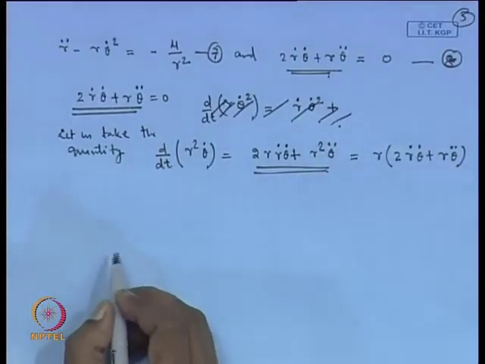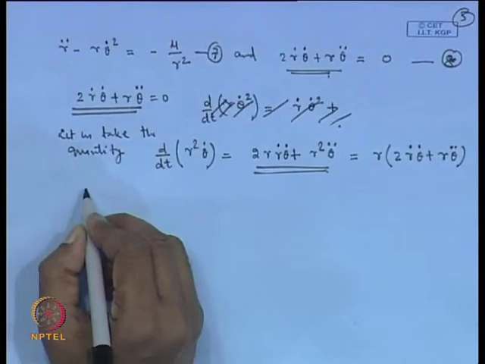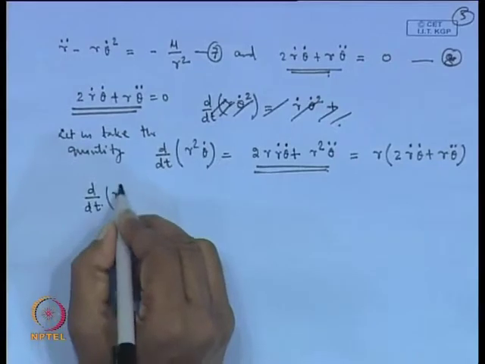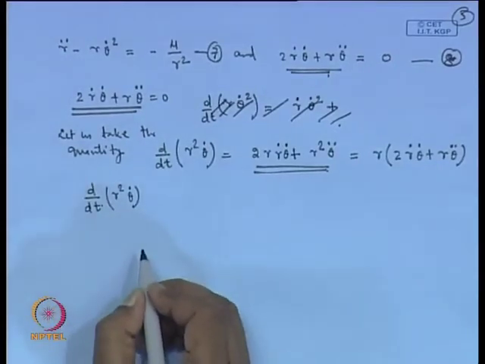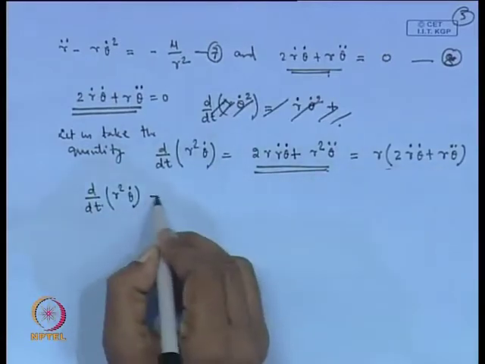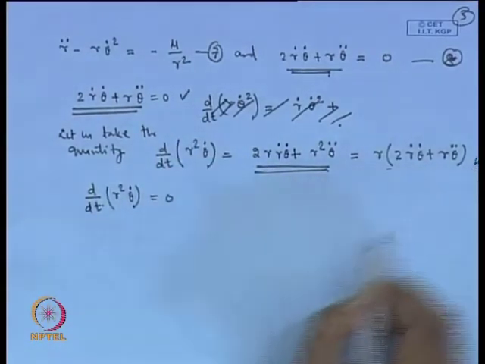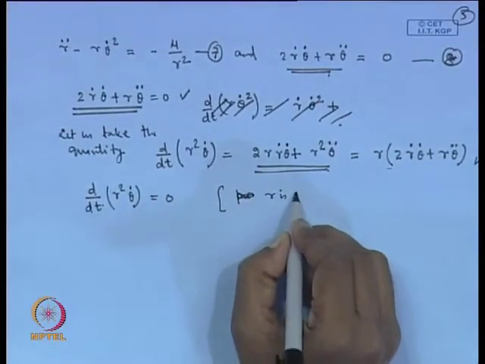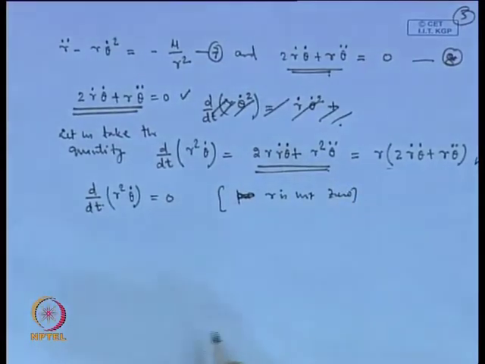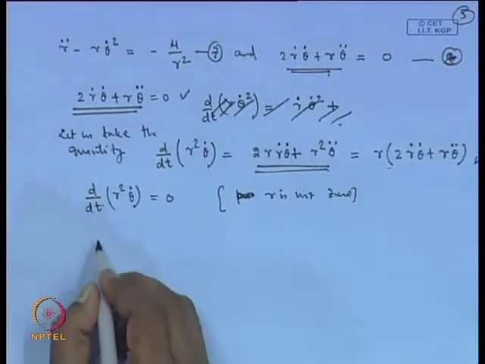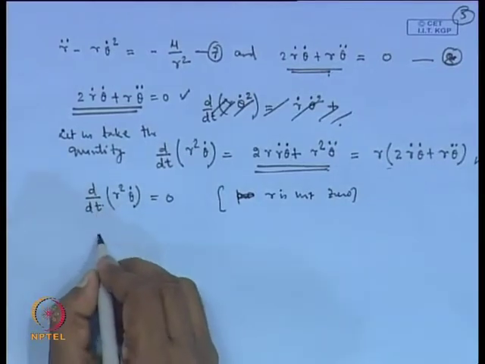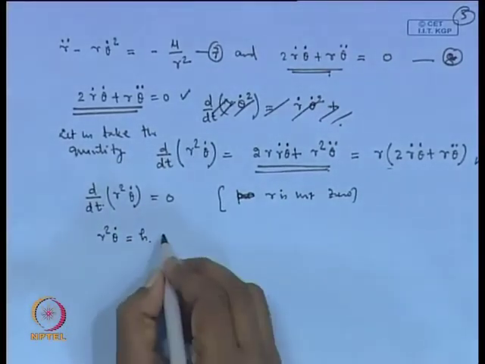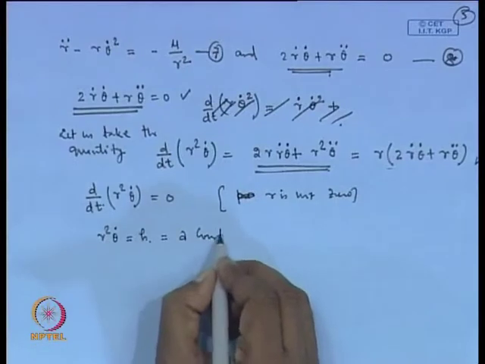Okay. So, because r is not 0, we can easily write d by dt of r square theta dot. Okay. This quantity is equal to 0. Here r is not 0. So, if we integrate it, r square times theta dot becomes equal to h, a constant. Okay.